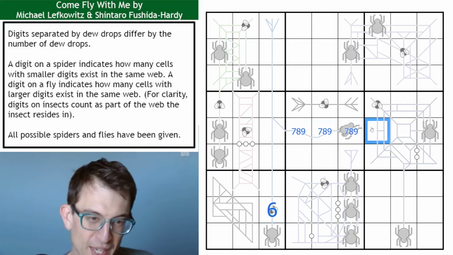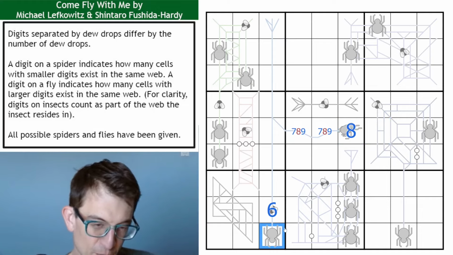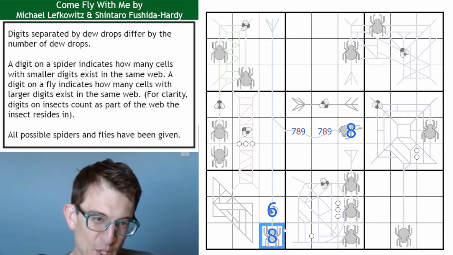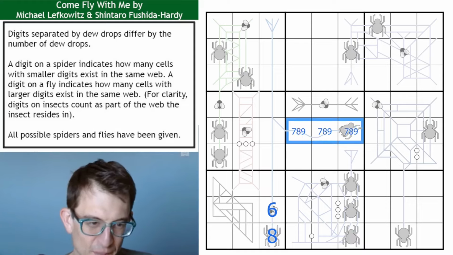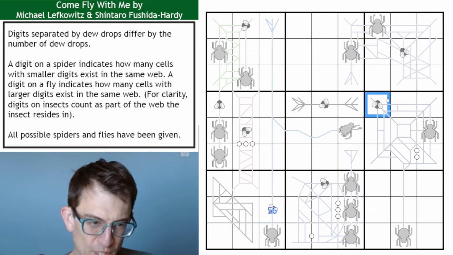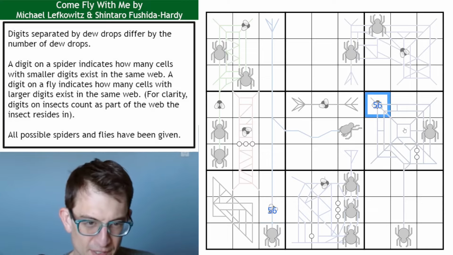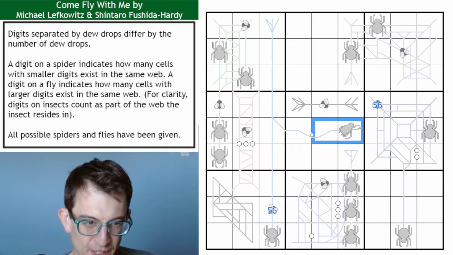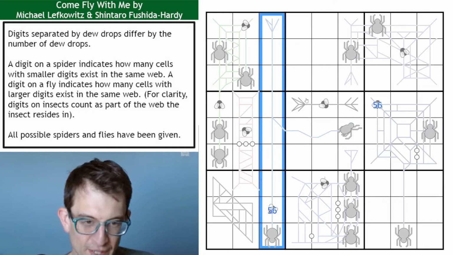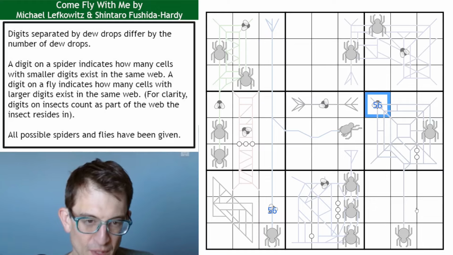The spider would have to be 8, and this spider would have to be 8. But I think that's okay. So I think that works. So this is 5 or 6. I think by the same token that means this fly is 5 or 6. Is that right? It's the exact same logic, right? There's no difference between these essentially. I've got 3 with a spider on it, 3 with a spider on it. Yeah.